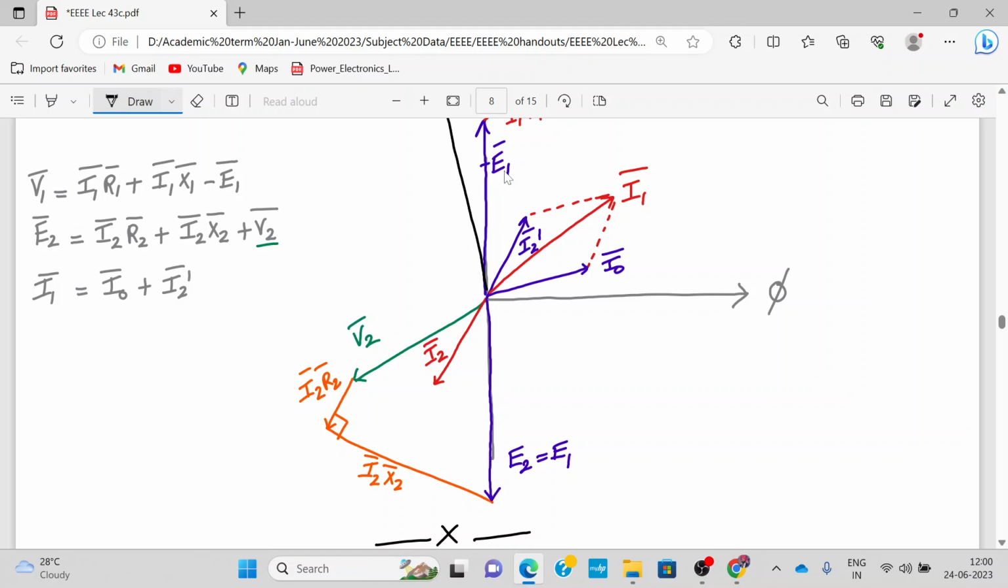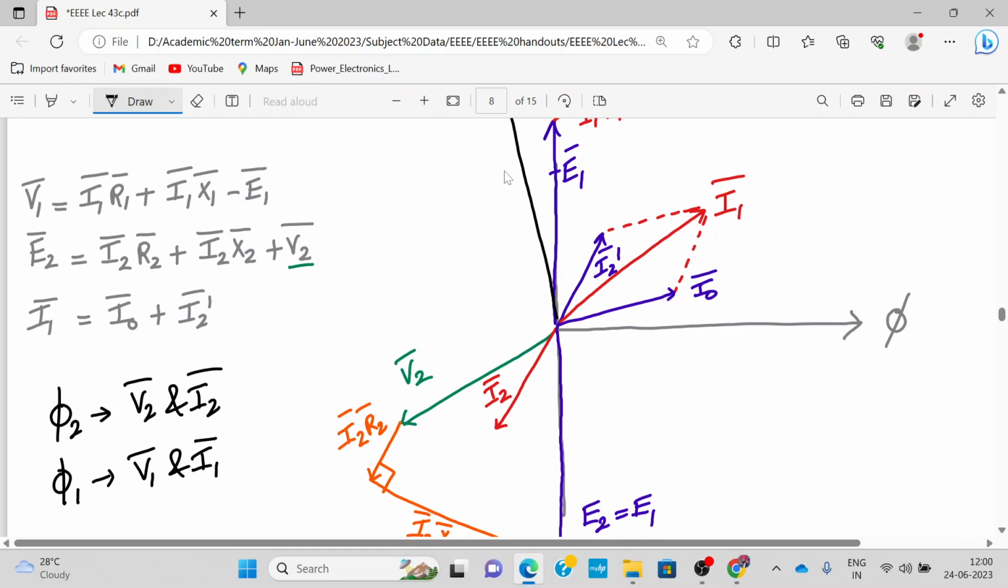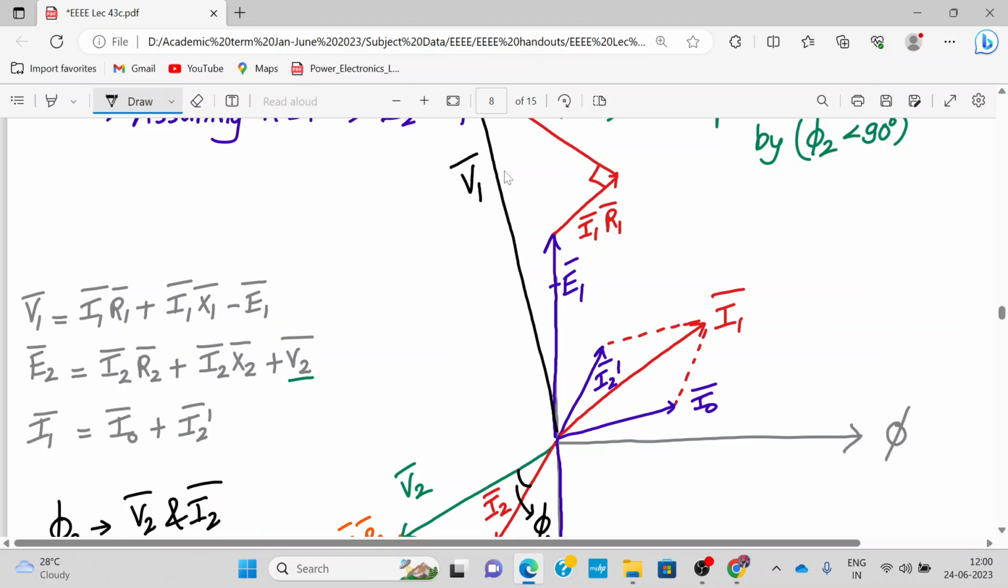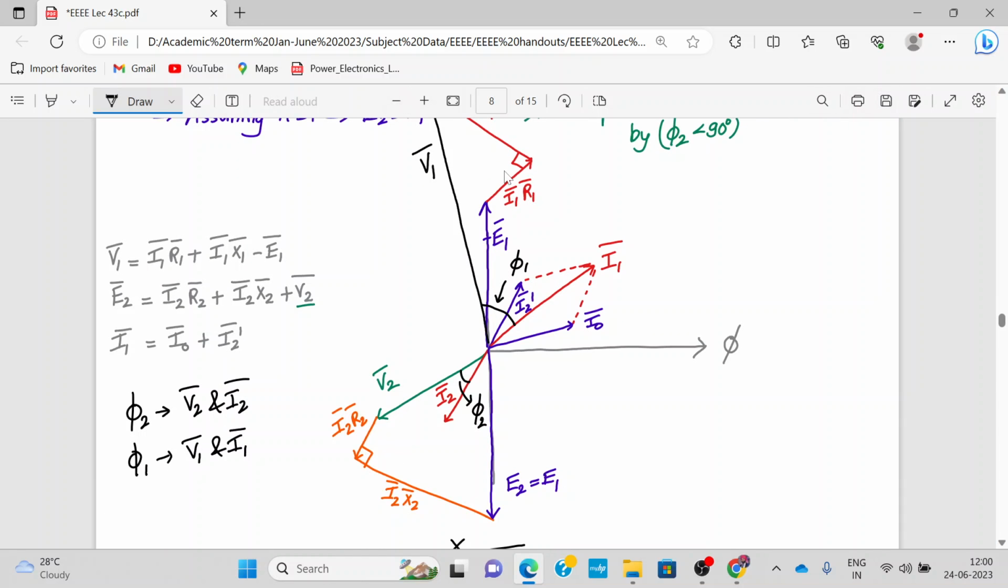Now let us write the various phase angles. Phi 2 is between V2 and I2. Phi 1 is between V1 and I1. So let us mark those phasors here. This is V2 and I2, and this phase angle is phi 2. And here it is V1 and I1, so this phase angle is phi 1.